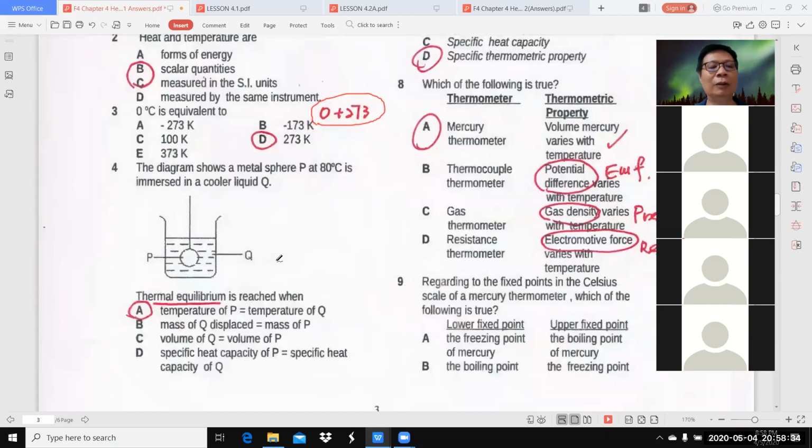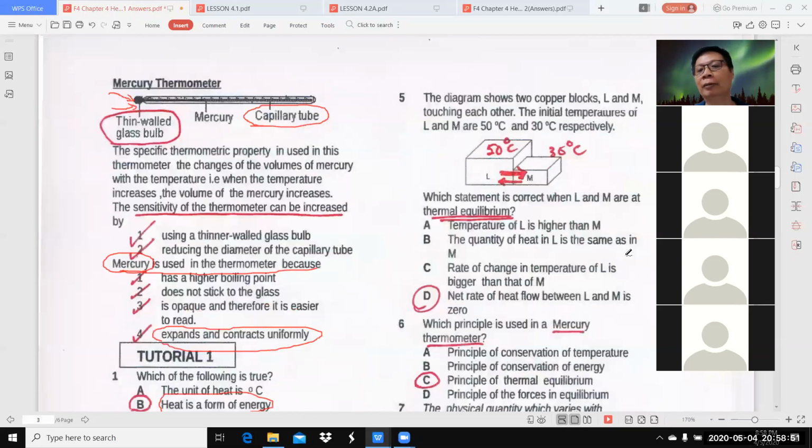Okay, question number 4. Thermal equilibrium means that when thermal equilibrium is reached, the temperature must be the same. Just now Hashini already said, temperature P and Q must be the same. Okay, next, question number 5.